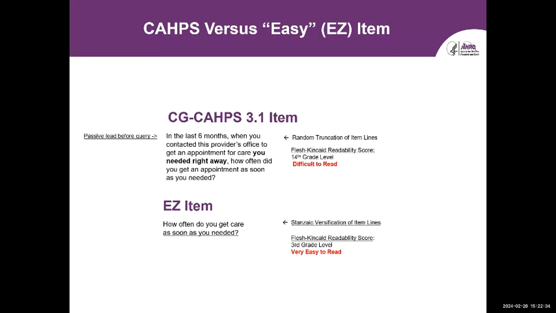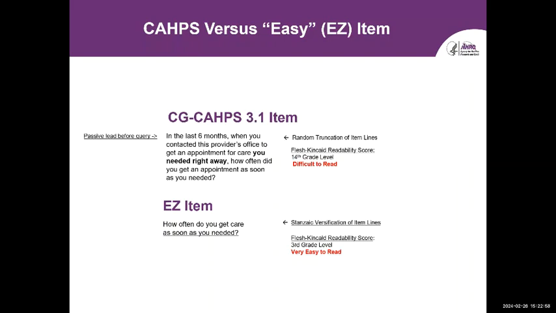Before we go into the details of the field test that we did, this is to give you an idea of what Jose actually thought about doing in making the survey easier. So this is one example item from the Clinician and Group CAHPS 3.1 survey. And you can see that he made notations on it.